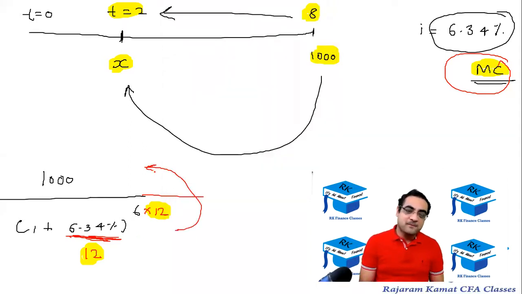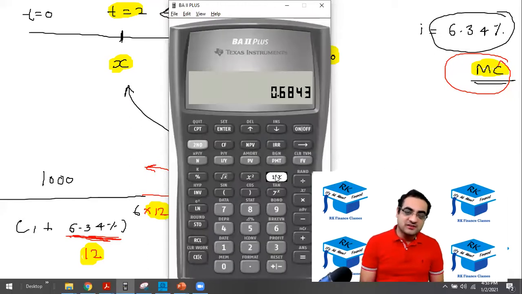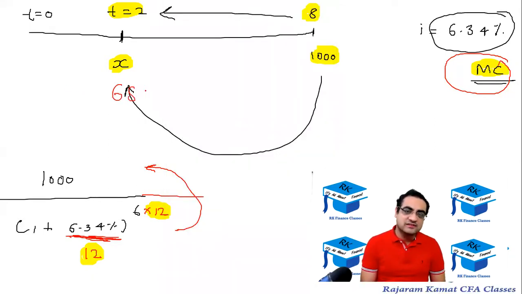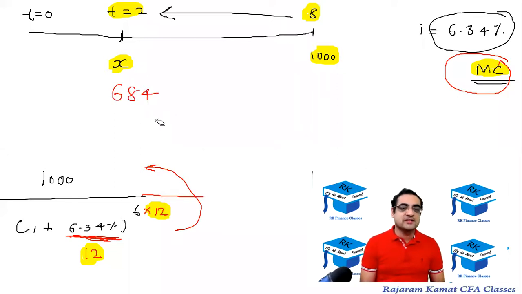Take it up. For that, press the 1 by x button. And then multiply by the numerator, which is into 1000. So basically, you have to deposit, or save, 684 rupees at the end of the second year, and that 684 rupees will grow to 1000 rupees in a period of 6 years, from the second year to the 8th year. All right. So let me just ask you, could you get the answer before me?